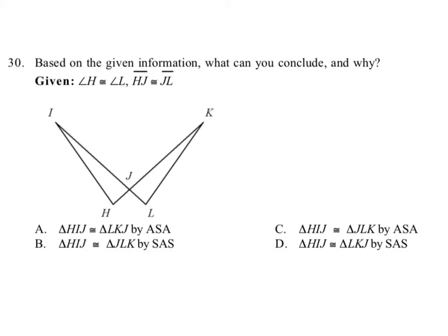So, what's the given information? Well, angle H is congruent to angle L. And we can mark it like that. That's congruent to that. Now, what else do we know? HJ is congruent to JL. This is congruent to this.